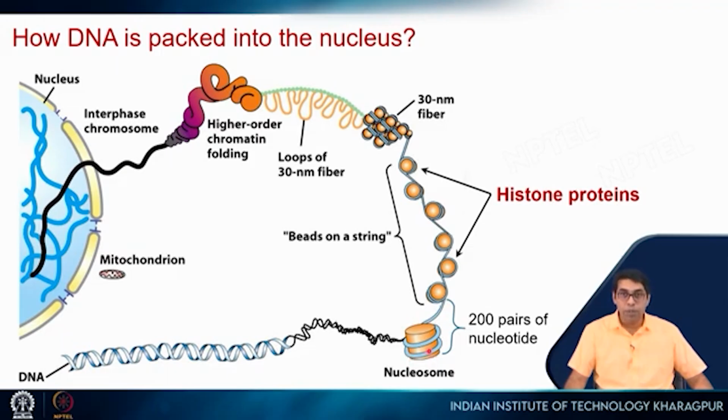So, this whole histone protein and some part of the DNA which is extending out is called a nucleosome, and the DNA length that goes from here to here, considering whatever is wrapped here, will be roughly 200 base pairs of nucleotide.